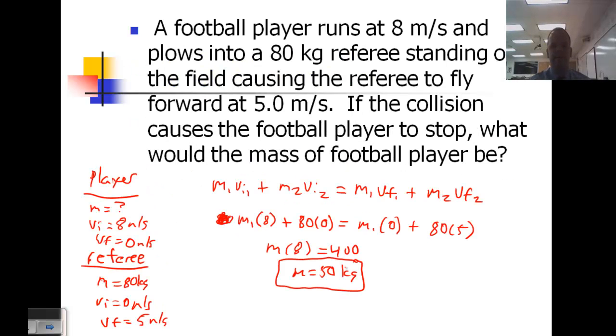Okay, that takes us through examples of elastic collisions where two objects are bouncing off one another and the momentum is conserved. So the total momentum before the collision and the total momentum of all the things after the collision are equal.